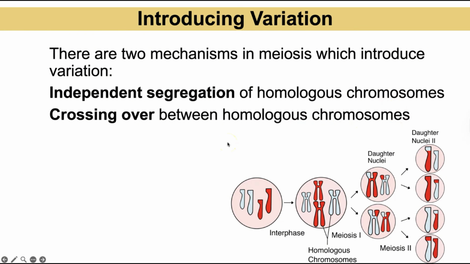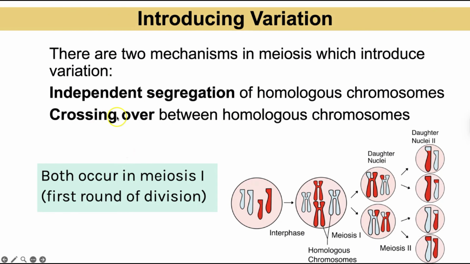And if you're not sure what that means, homologous chromosomes are 2 chromosomes that have the same genes. So for example here, these 2 are homologous. They are the same size, same shape, and it's because they contain the same genes. You just have 2 copies of them. One that would have come from the mother, one from the father. Now, both of these processes here occur in meiosis 1, which is the first round of division.